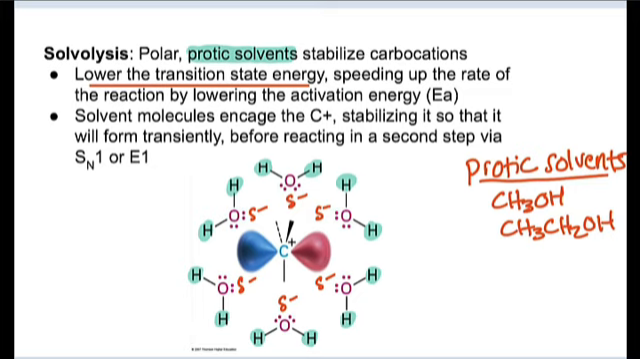And if we think about what that might look like on an energy diagram curve, we'll take a look at that as well. That's going to cause the activation energy to be lower. It's going to speed up the rate of the reaction by lowering the activation energy. So solvent molecules that are protic encage a carbocation, stabilizing it, so that we can form it transiently before it goes on and reacts in a second step.